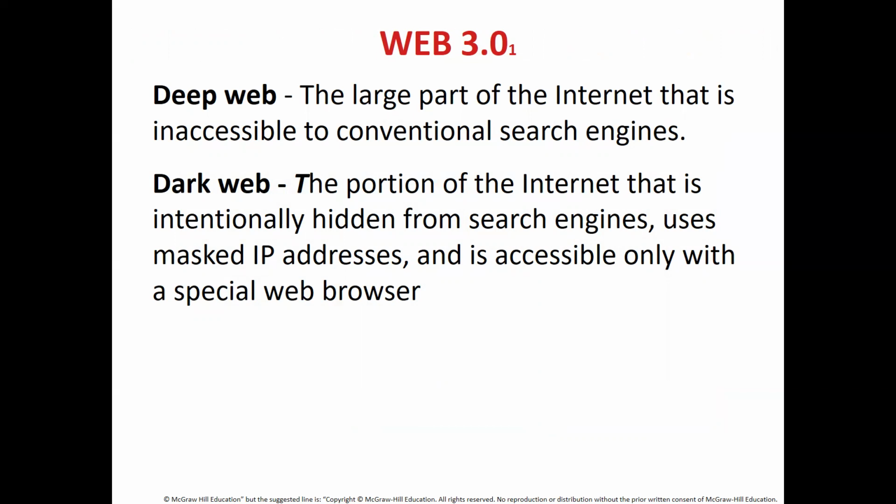In other words, these are some of the things that you may not find on the internet when you search on these search engines. The dark web is a portion of the internet that is intentionally hidden from search engines. Users mask their IP address, and it is accessible only with a special web browser. The key takeaway here on the dark web is that it is part of the deep web.